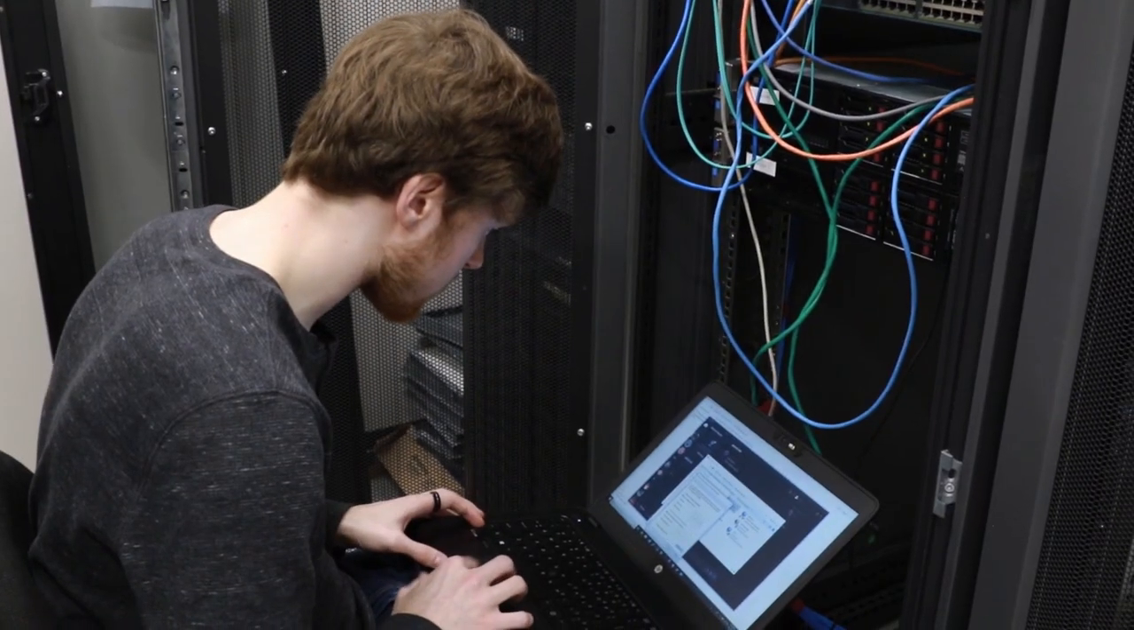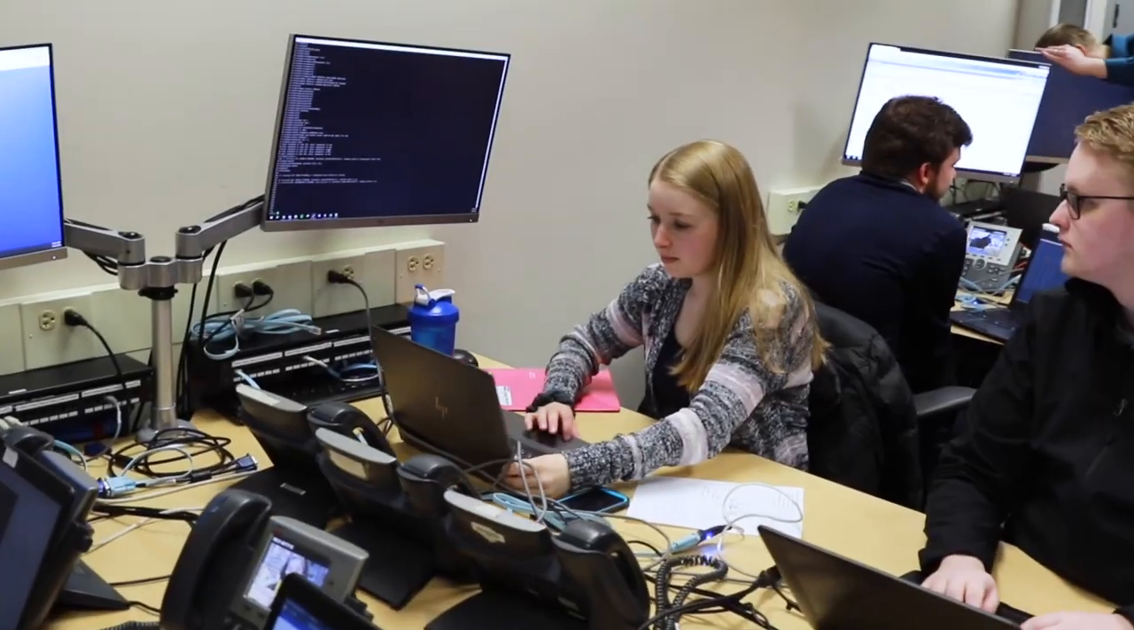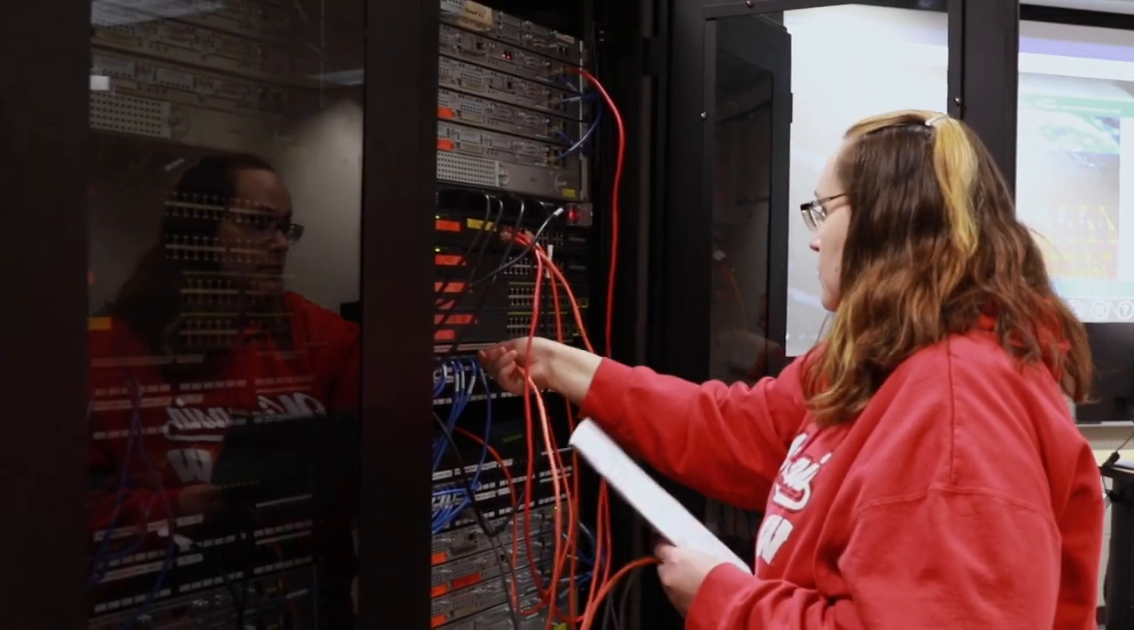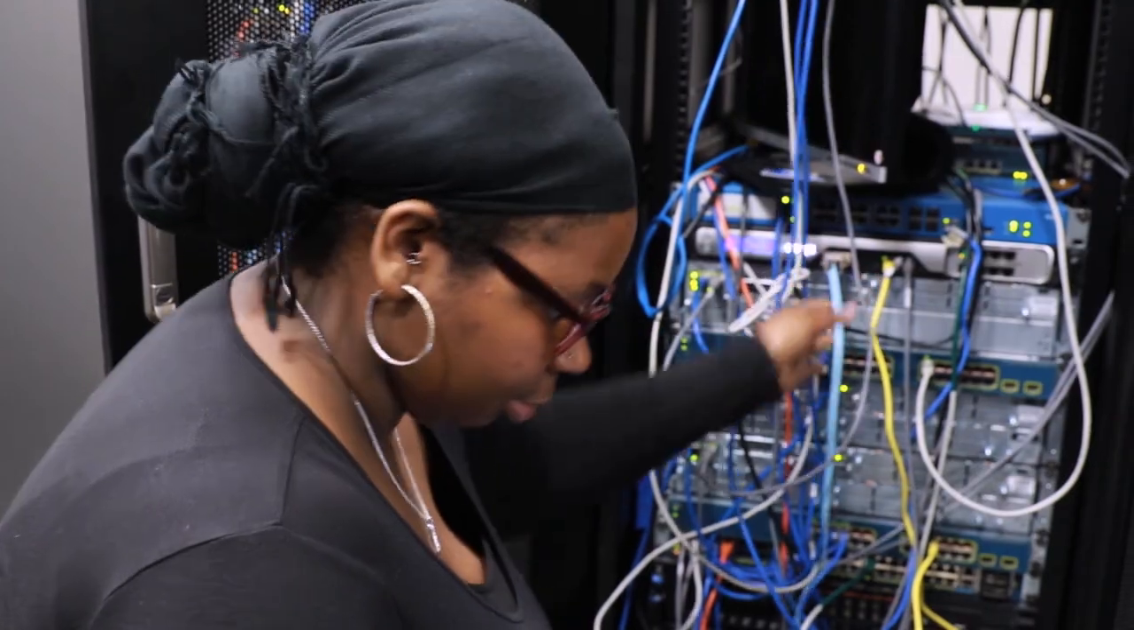So one of the most memorable experiences I've had at UW-Stout so far has been starting my own club. It's called the Women in Information Technology and Security, or the acronym is WITS, which we thought was pretty clever. So WITS is a great support system for the women in the technology programs here at UW-Stout.